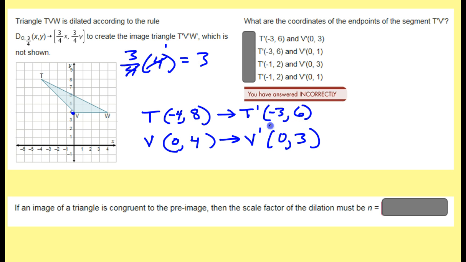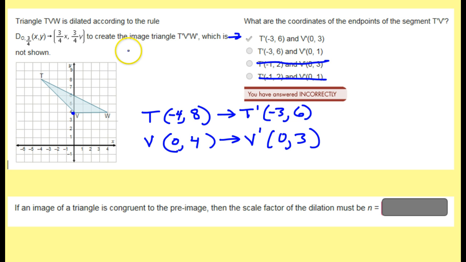So these should be the coordinates of my endpoints. So (-3, 6). That eliminates these bottom two choices. And then (0, 3). So the top answer should be the answer. And there you go.